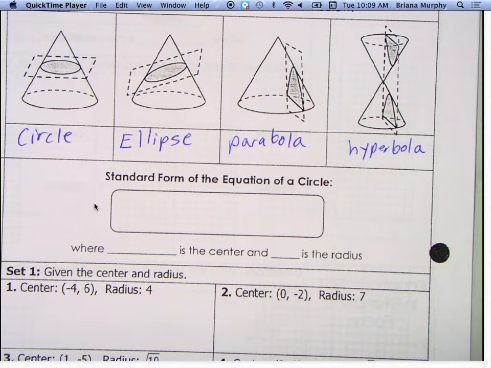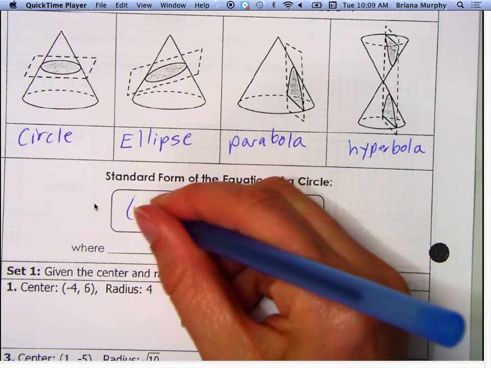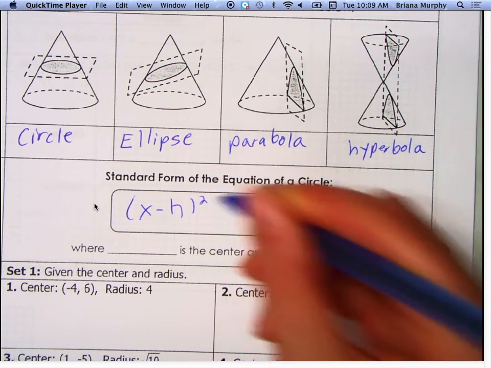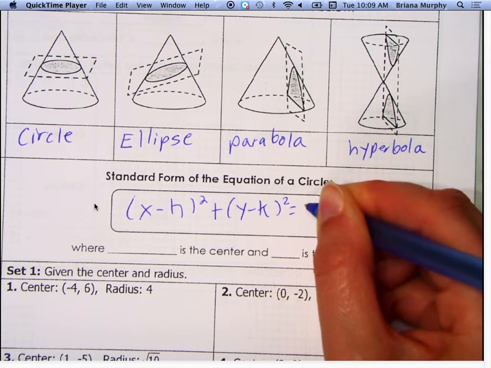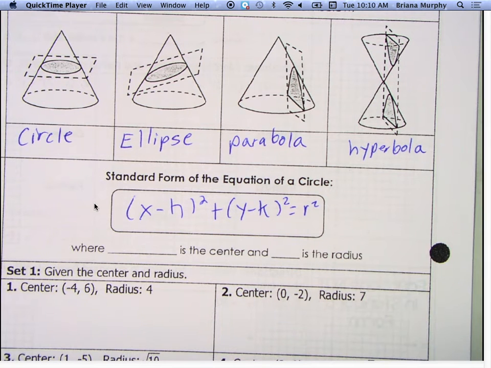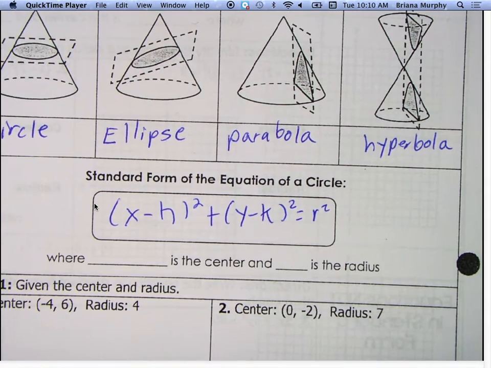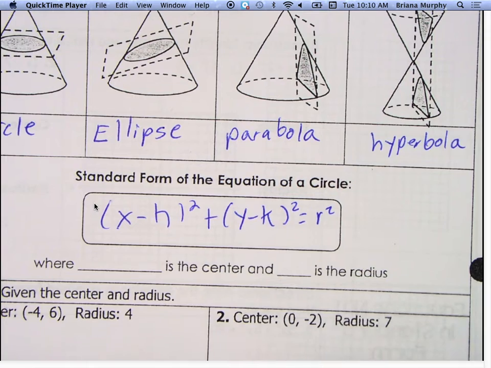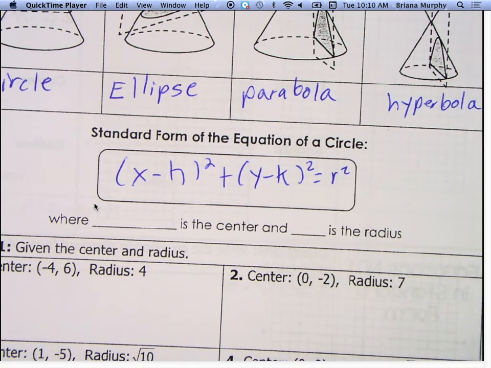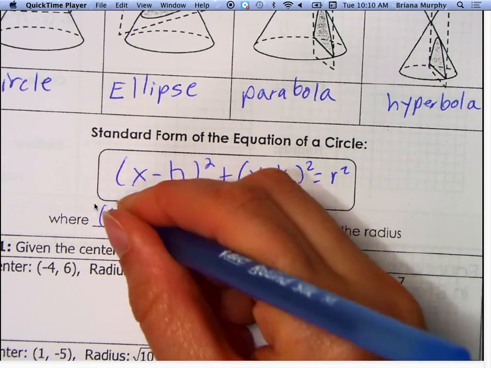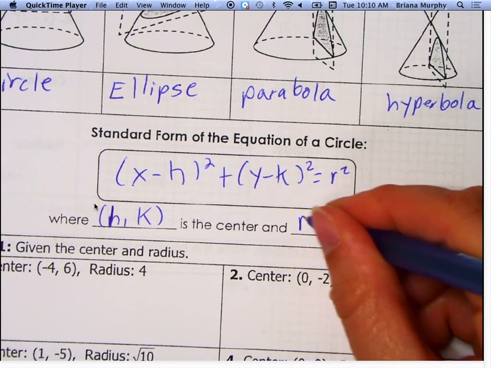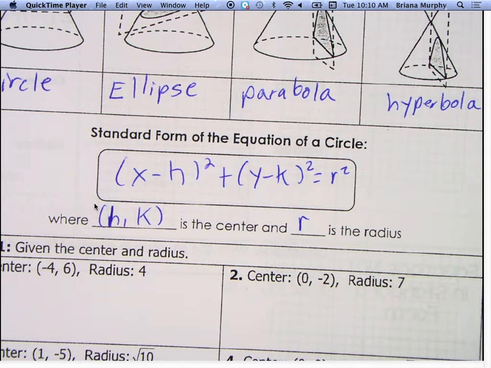Okay? So, the standard form of the equation of a circle is (x minus h) squared plus (y minus k) squared equals the radius squared. The center is (h, k). And the radius is just r. So we don't want r squared, we just want r by itself.